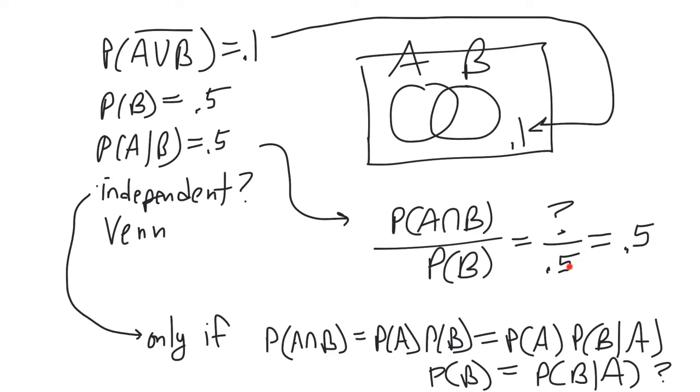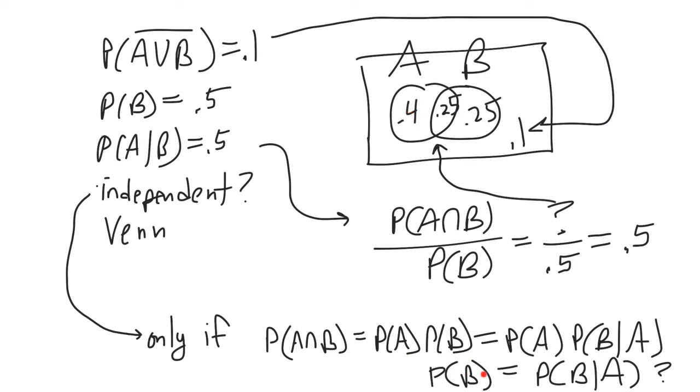We know probability of B is 0.5. We know that this answer needs to be 0.5. So we can figure out the A and B, which is in the middle right here. Once we've solved for probability of A and B, now we can put the remaining part of B over here. And now knowing that all of these have to add up to 100%, that's how we know this is here.